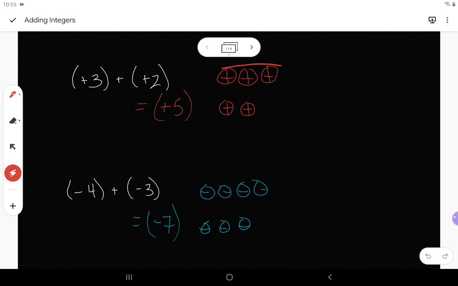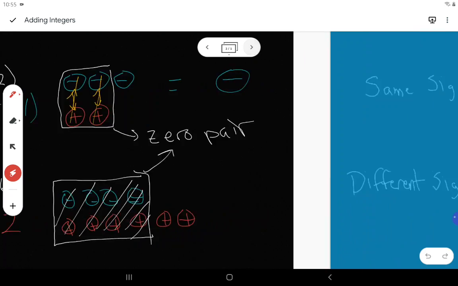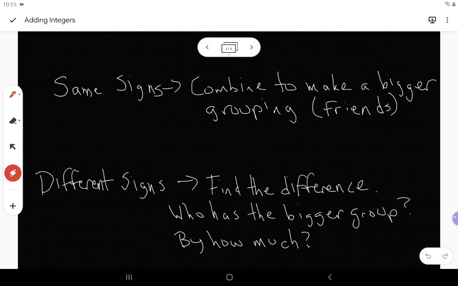It's kind of like these guys line up, and then these guys line up, and they realize, hey, we're friends, we don't need to fight. Let's just make a bigger group, right? Same thing here. I had my 4 negatives and my 3 negatives, and they kind of lined up against one another, and they went, hey, we're the same, let's be friends. Okay? So when you have the same sign and you're adding together, you just get a larger grouping of that same type of integer. So when you have the same signs, your sign is going to stay the same.